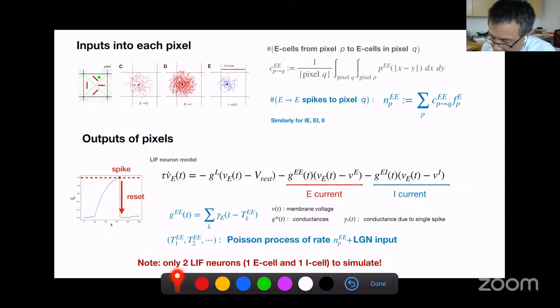One of the things I want to point out is that because of the assumption that all the cells within the pixel are statistically the same, to compute these averages I really need to simulate just one leaky integrate-and-fire neuron for each type, and so that already is a pretty dramatic simplification.